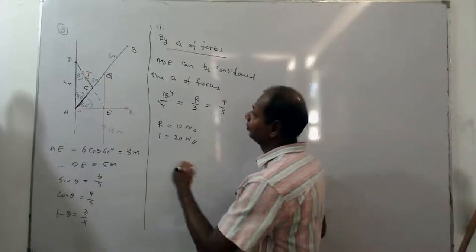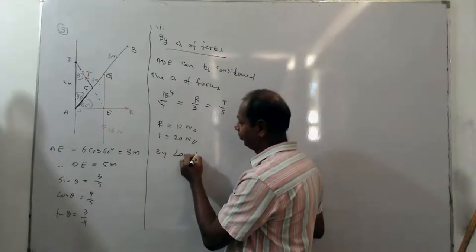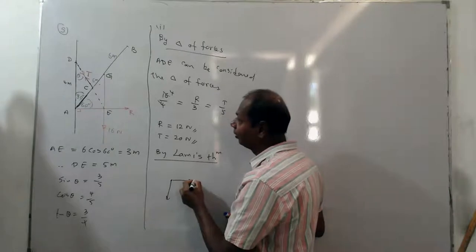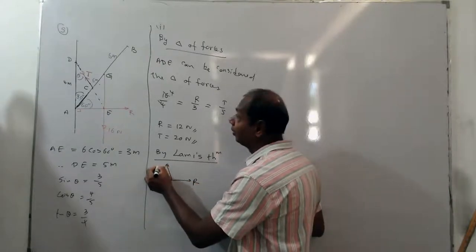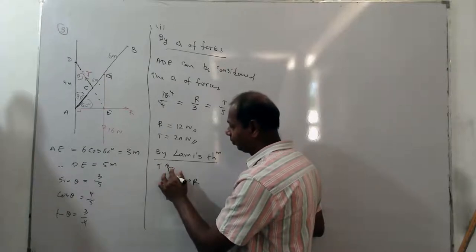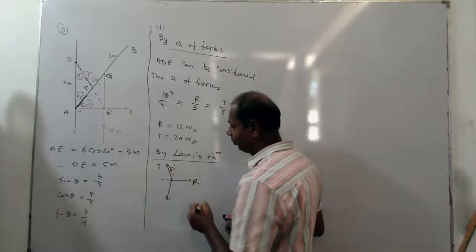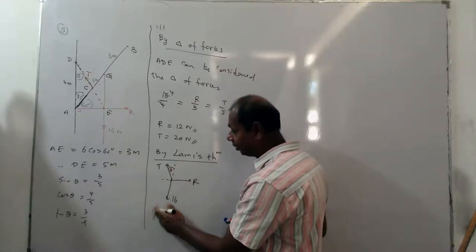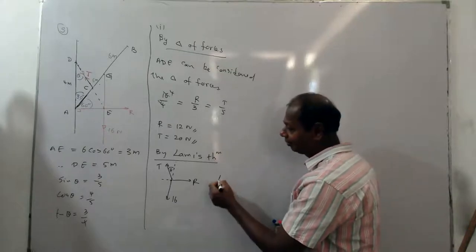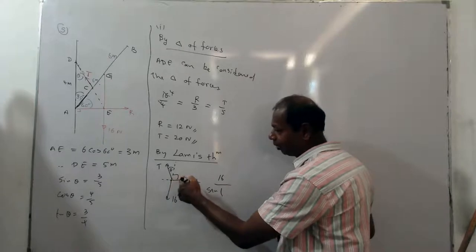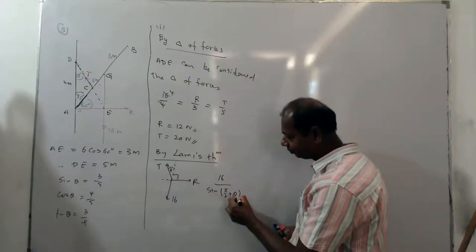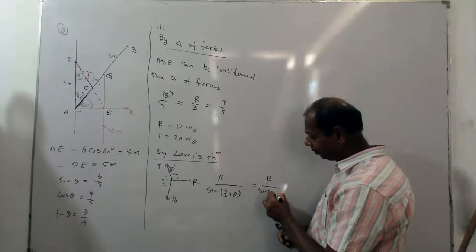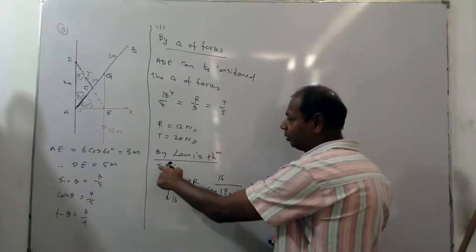Lami's theorem. Applying Lami's theorem: 16 over sine of (pi by 2 plus theta) equals R over sine (pi minus theta), which equals P over sine pi by 2.